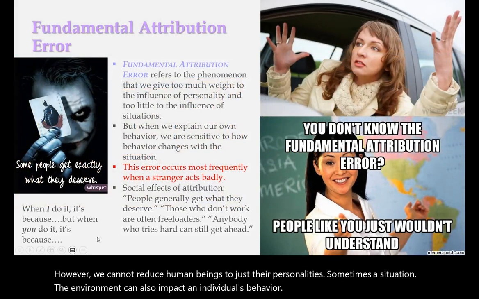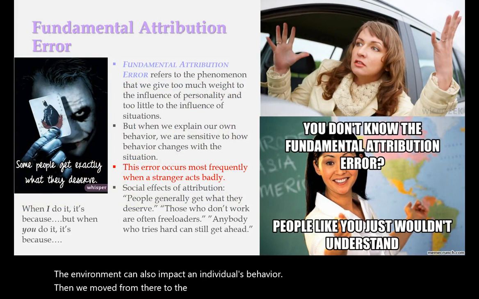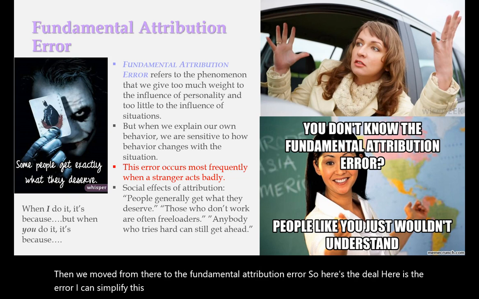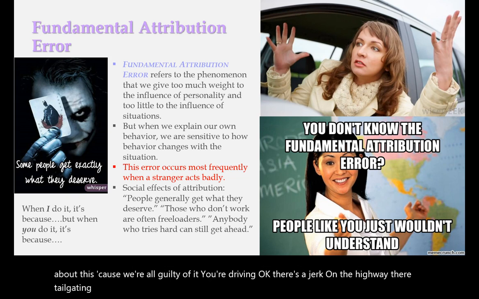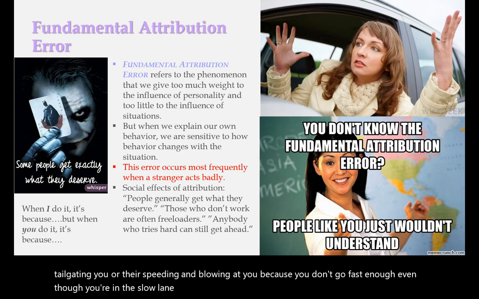Then we move from there to the fundamental attribution error. So here's the deal. Here's the error. I can simplify this and you will be able to wrap your head around what I'm saying, because we're all guilty of it. You're driving. Okay, there's a jerk on the highway. They're tailgating you or they're speeding and honking at you because you didn't go fast enough, even though you're in the slow lane, right? And so you think, now that's a real jerk.